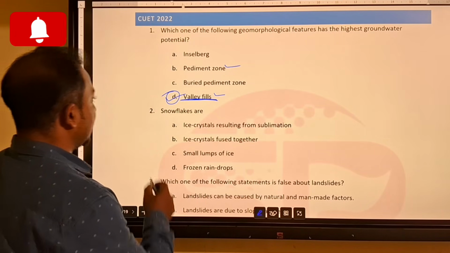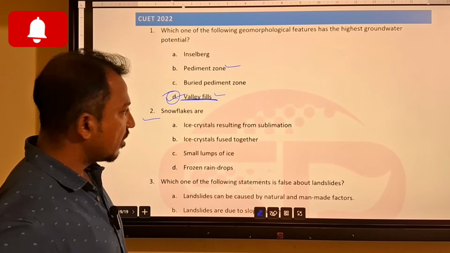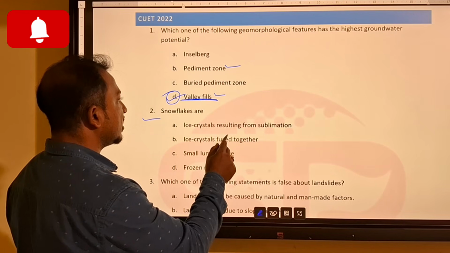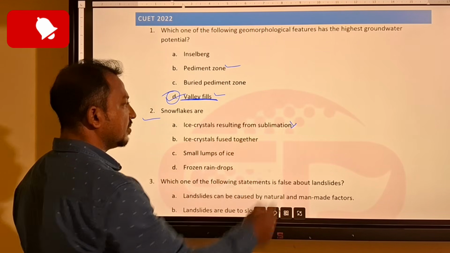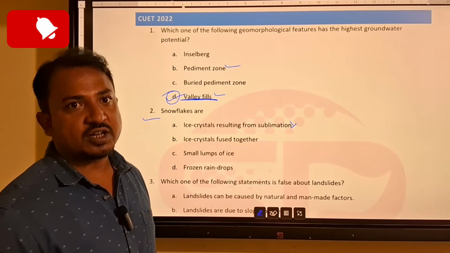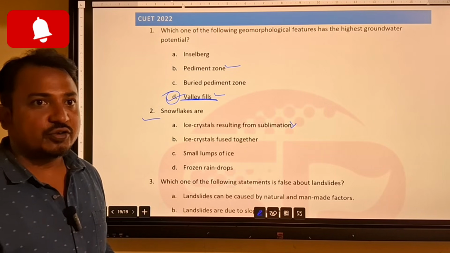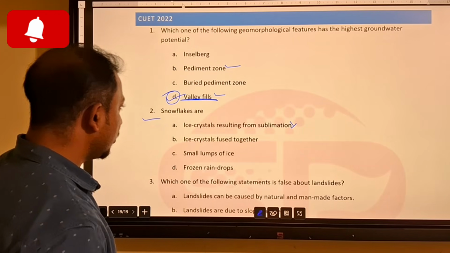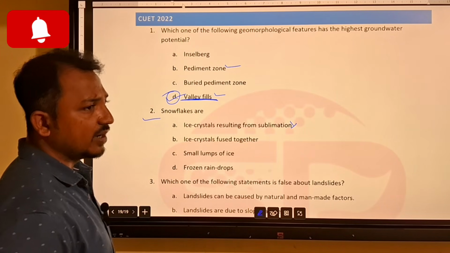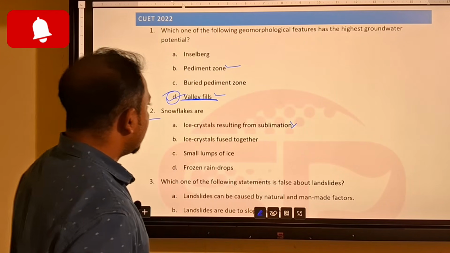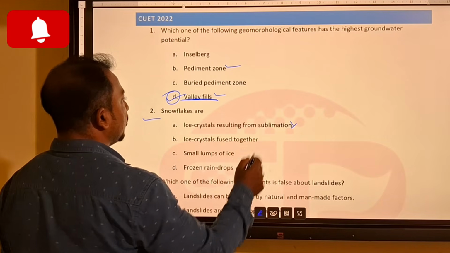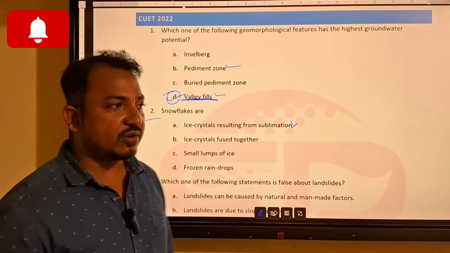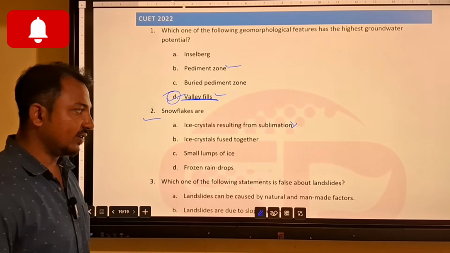Then comes to snowflakes. Snowflakes are ice crystals resulting from sublimation. This is incorrect, because sublimation is a process where gaseous matter turns directly into solid matter. So ice crystals don't form that way; they are produced from liquid. Then ice crystals fuse together. If they fuse together, they produce ice mass or névé, or ultimately they produce a glacier.